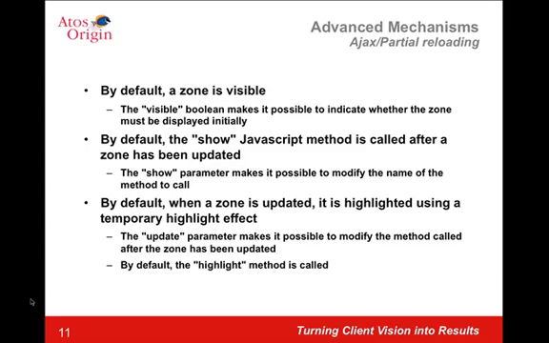The Tapestry Zone component has some default configuration parameters that you can override. A zone is visible by default, but you can change it with the visible parameter. The show method is called after the zone has been updated. You can use the show parameter to change the name of this method. Finally, when the zone is updated, Tapestry will use the highlight effect. In this case, it is the update parameter that will be interesting. For example, you can use the show, fade, slidedown, or slideup effects.